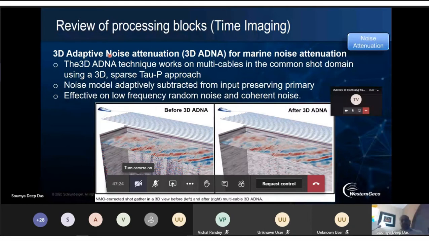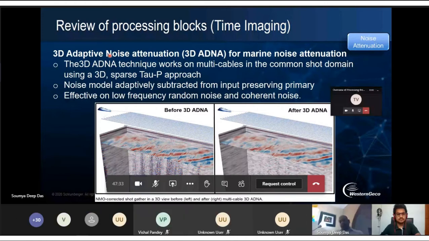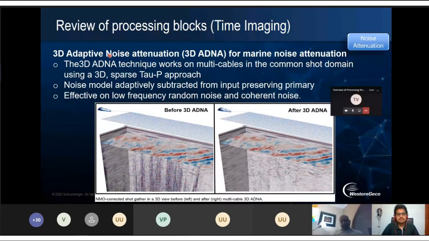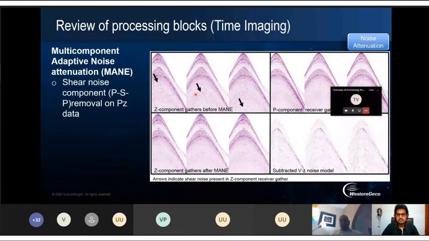Moving forward, the other is in the multi-component domain where there is a shear component. So how is the shear component recorded on the Z component? Usually it is P converted to S, S converted to P. And you can clearly see by the arrows that the shear waves are slow in velocity, so the arrival time is later also, and it has low velocity information. So we model the shear noise and remove it from the Z component. And that's the manner which is used mostly in multi-component or PZ processing.